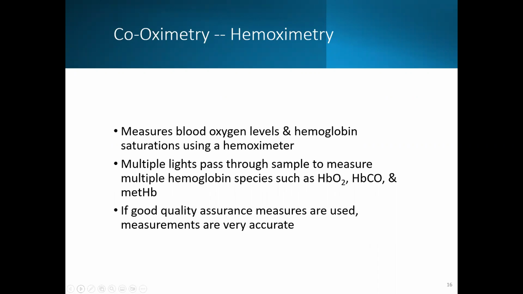Co-oximetry does. It uses multiple wavelengths. It measures blood oxygen levels and hemoglobin saturations using a hemoximeter. So for the sake of MBRC, hemoximeter means the same as co-oximeter. Multiple lights pass through the sample to measure multiple hemoglobin species, such as oxyhemoglobin, carboxyhemoglobin, methemoglobin. Fetal hemoglobin conceivably, but not for this exam. If good quality assurance measures are used, measurements can be very, very accurate.